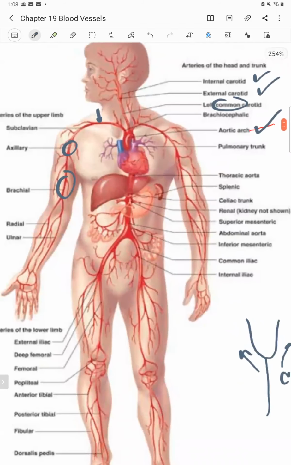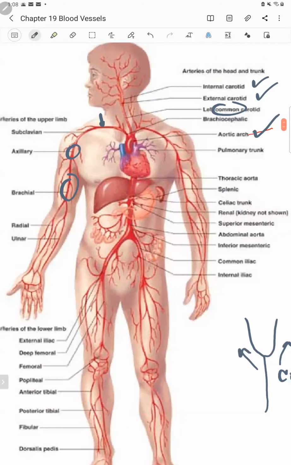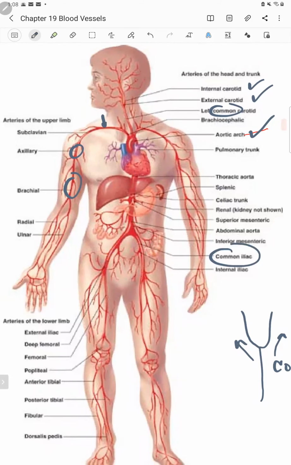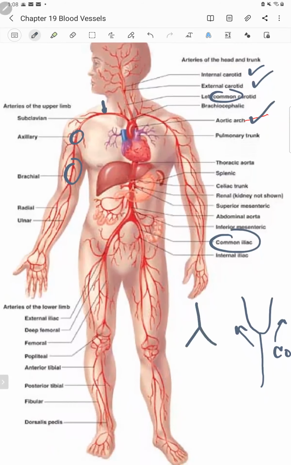As we work our way down, the abdominal aorta eventually splits into the common iliac artery. So you do have a right and a left common iliac. There's that word common, so it's going to let you know that there's a split coming up. The split is right there, and you have the internal iliac and the external iliac.